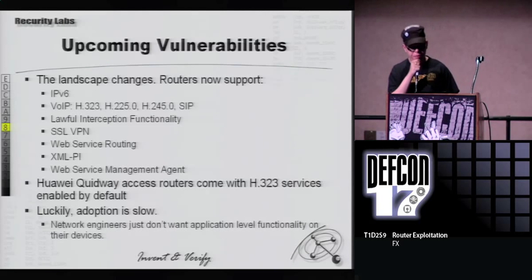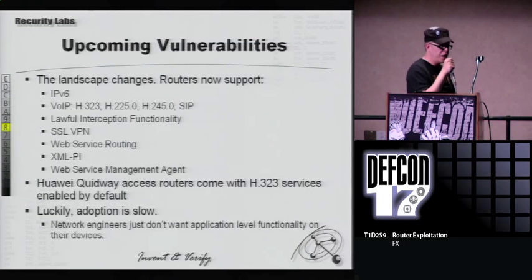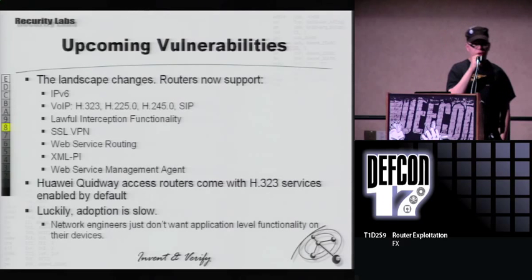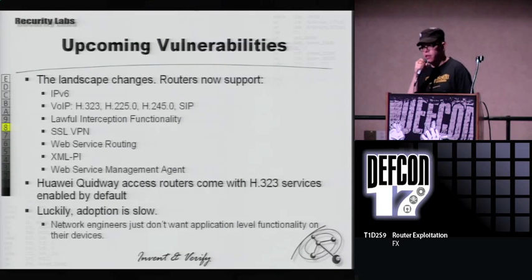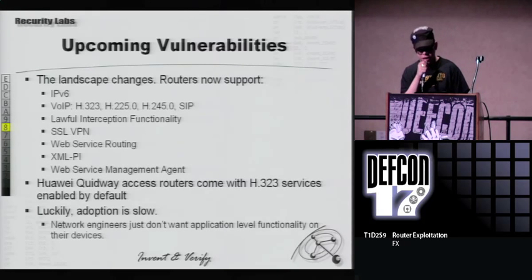People put SSL VPNs on them. Oh, there's a brilliant new idea from Cisco, which is called Web Service Management Agent. So it's actually opening a web server port on your router, and you send it XML data to manage the router. So they can actually make it Web 2.0.